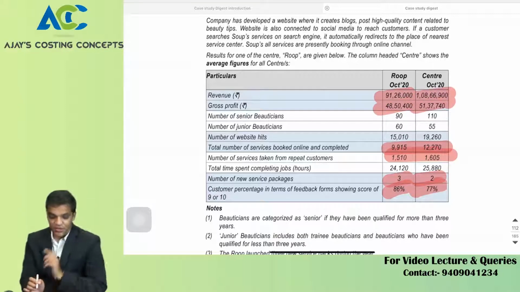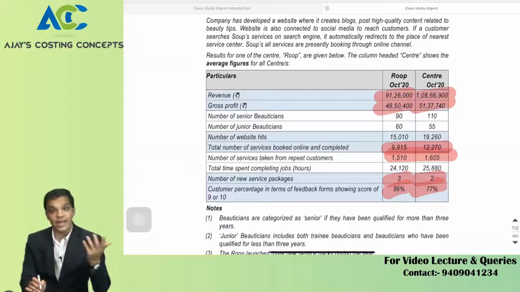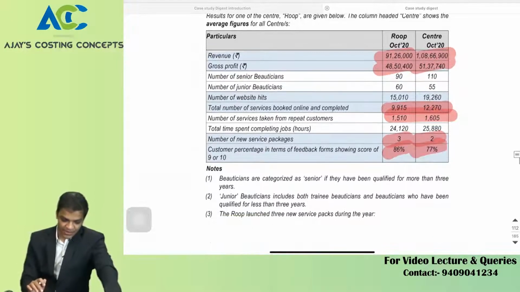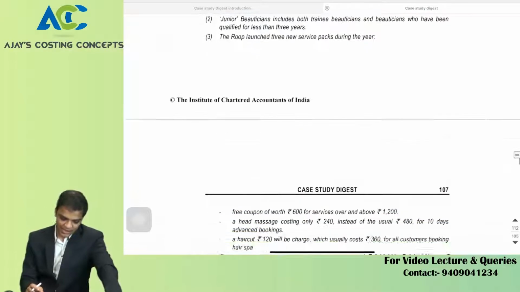So if you see, the profit sharing ratio is also high when it comes to the financial aspect of the company. Let us read the notes. Beauticians are categorized as senior if they have been qualified for more than 3 years, and junior beauticians are those qualified for less than 3 years. The group launched 3 new services packs this year.